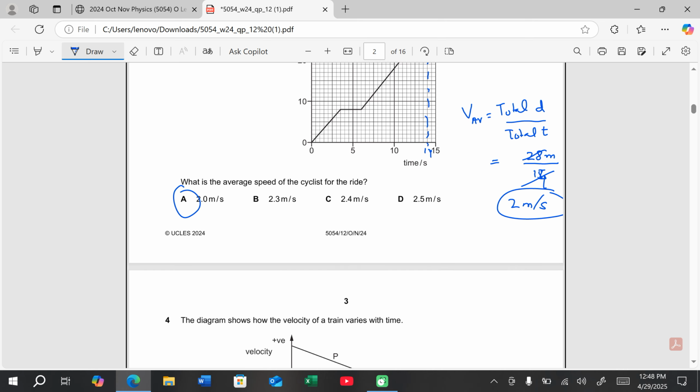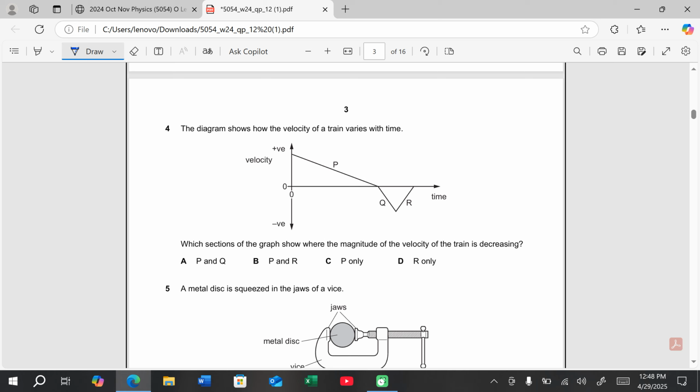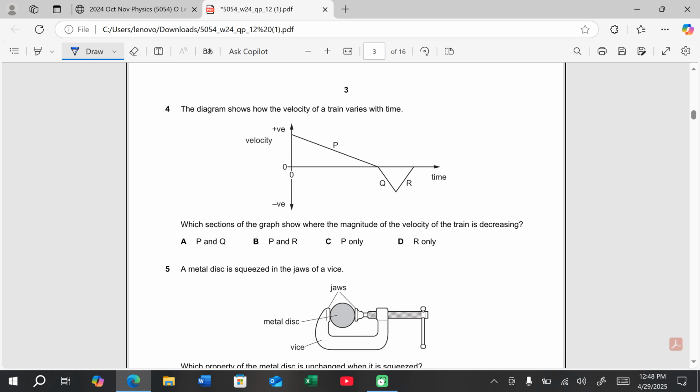Let's move on to question number 4. Question number 4 says the diagram shows how the velocity of the train varies with the time. Which section of the graph shows where the magnitude of the velocity of the train is decreasing? Right, so this is a very important thing, that we need to tell which section is decreasing. See, you can see this P is actually decreasing because the velocity might have some value 10, 20, 30, 40. So as you go down, its value is decreasing. For Q, the value is increasing, but for R it is decreasing.